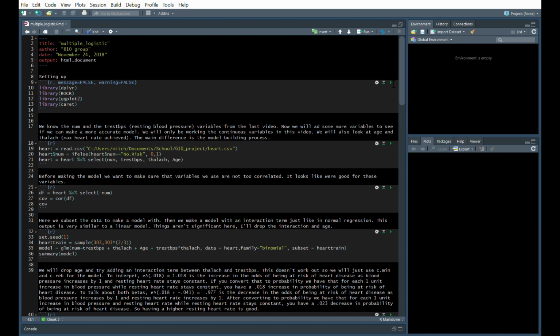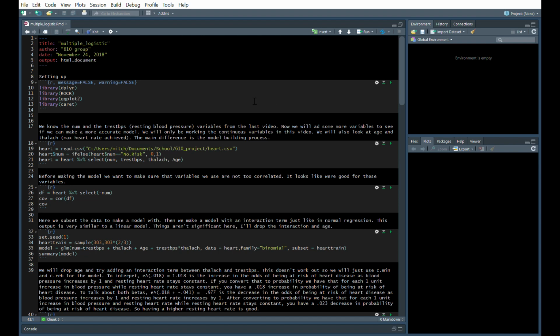So first off, we're going to start by loading some packages. You'll load dplyr, rocker, ggplot2, and caret. And we're going to be using the same data set as in the previous video, and that is going to be the heart data set.